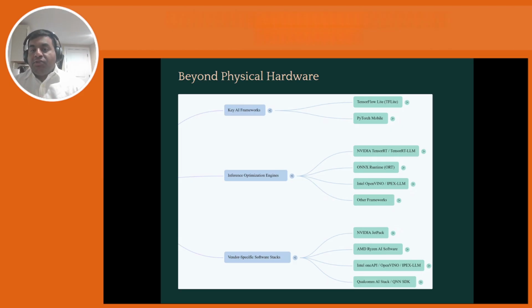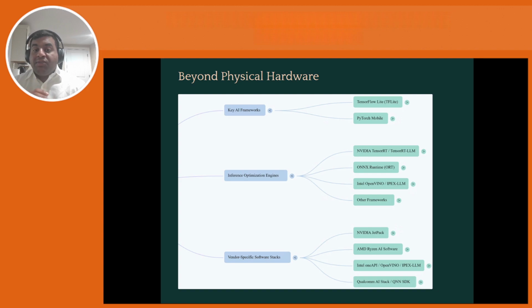Hardware is only half the story. The software ecosystem is equally critical. We rely on key AI frameworks like TensorFlow Lite and PyTorch Mobile, which are adapted for edge deployment. Beneath them are inference optimization engines like NVIDIA TensorRT-LLM, ONNX Runtime, which is cross-platform, and Intel's OpenVINO and IPEX-LLM. These engines apply crucial optimizations to make models run fast.